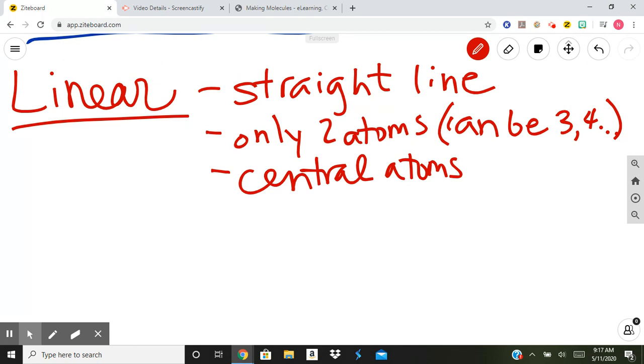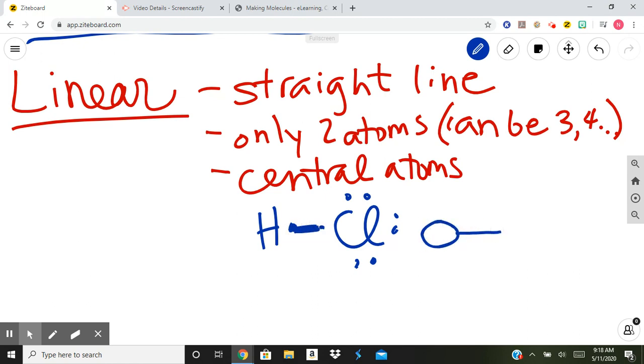So an example might be hydrochloric acid, which is HCl. They're bonded right here, and that is a straight line. So if I were to just draw it using circles, that's what it would look like. Okay. So linear can be a single bond. Linear can be a double bond. Linear can be a triple bond.